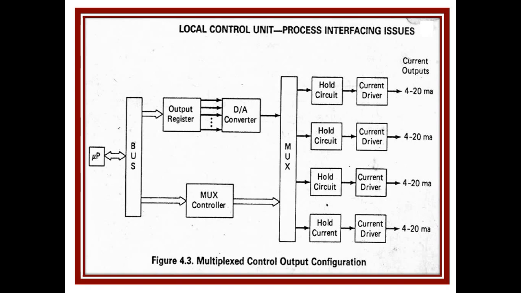Hold circuit, current driver circuit, and that means 4 to 20 milliamps. Both the hold circuit and current driver circuits are equal components of the 4 to 20 milliamps. It will be considered from 4 milliamps up to 20 milliamps, that will be considered for the excitation level of the minimum value of the current.